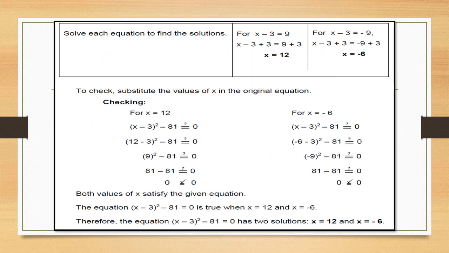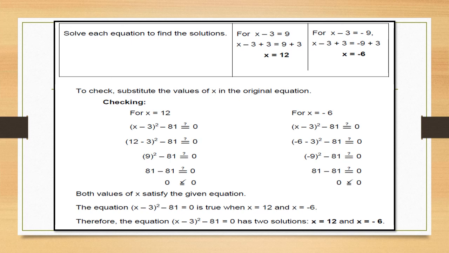Solve each equation to find the solution. For x minus 3 is equal to 9, x minus 3 plus 3 is equal to 9 plus 3, so x is 12. For x minus 3 is equal to negative 9, x minus 3 plus 3 is equal to negative 9 plus 3, then x is equal to negative 6.